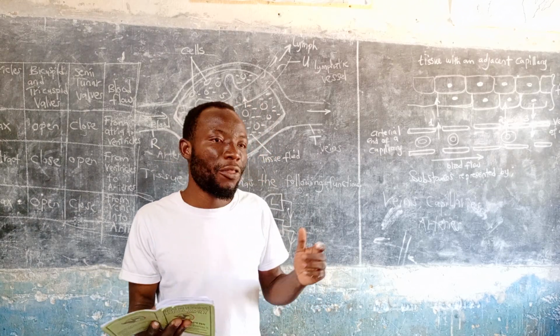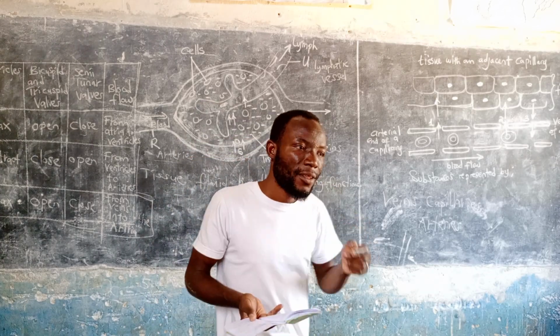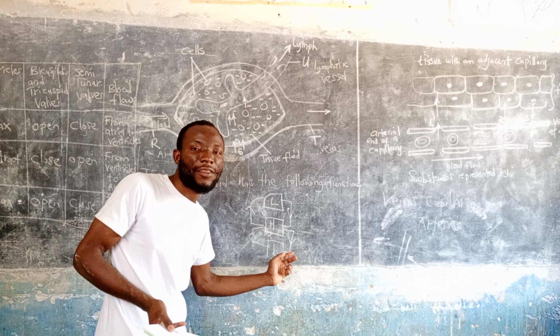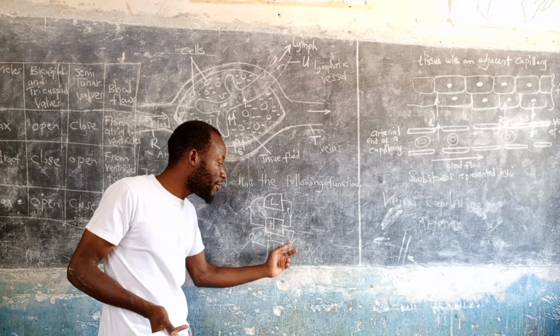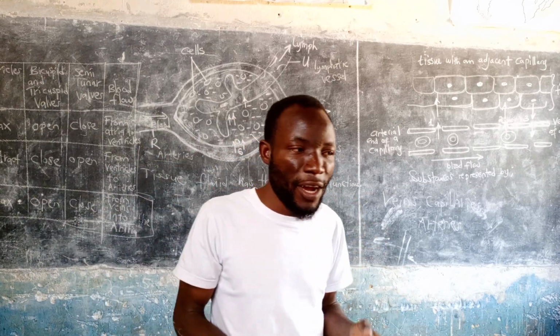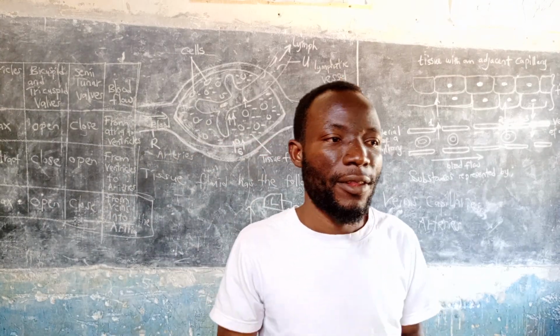Now the reason, I've already given a reason. The reason we said is that all arteries carry blood from the heart. So here is an artery. This one is also an artery. They carry blood straight from the heart. Are we together?